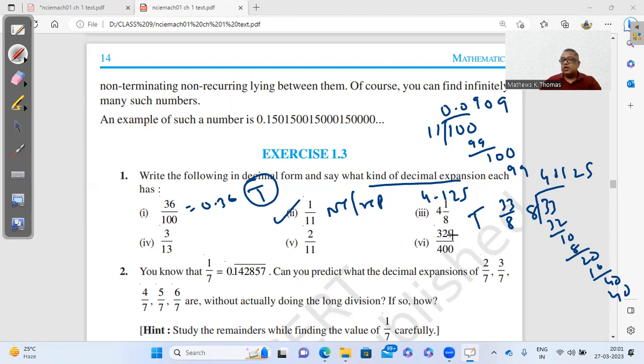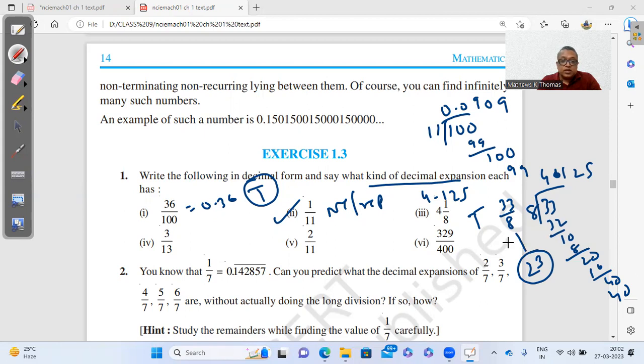Now another clue that I can give you is how do I know that this is going to terminate? I told you if the denominator is made up of 2's or 5's or a combination of 2 and 5, it's going to terminate. Also, 8 is 2 cubed and the power of 2 is 3. So this indicates that this decimal expansion will end after 3 digits. So that's also an important clue, that when you solve any question, we should know after how many places it is going to terminate, right?